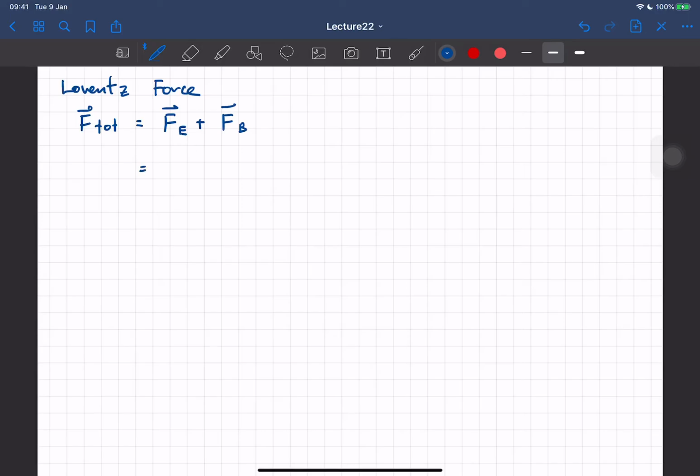But that's not a problem, because we know how to deal with electric field and magnetic field. If we have an electric field, the force is just Q times the electric field. This is what we learned many weeks ago. And if you have a magnetic field, then you just add this velocity-dependent part. So it's just something like this.